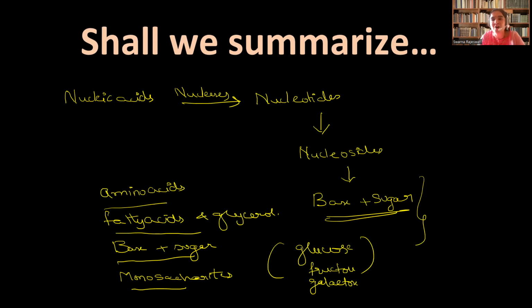So all these reactions are involved in the process of digestion, which we have discussed in the physiology of digestion. At last, we have discussed that the end products of digestion are amino acids, fatty acids and glycerol, base and sugar molecule for the nucleic acids, as well as monosaccharides from polysaccharides. So this is about the reactions involved in the physiology of digestion. Hope you understood this topic.